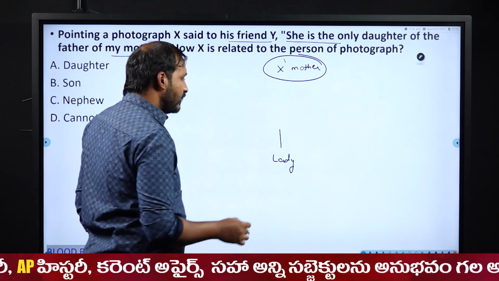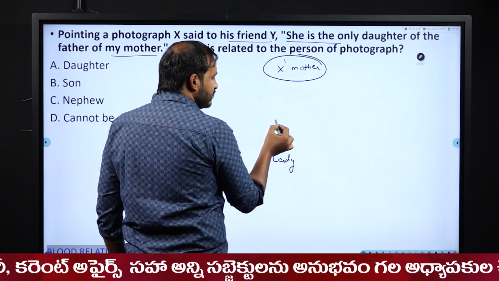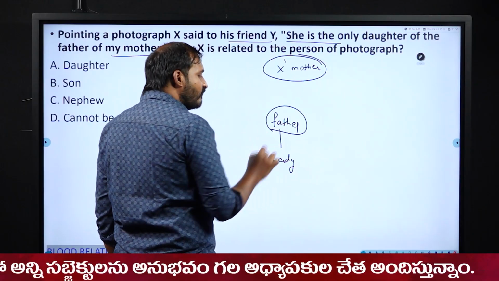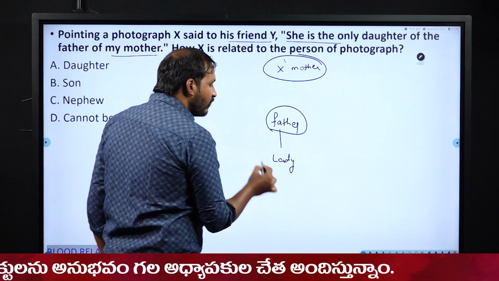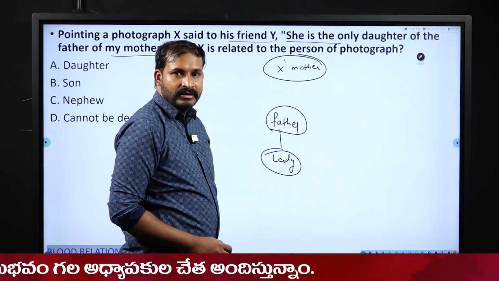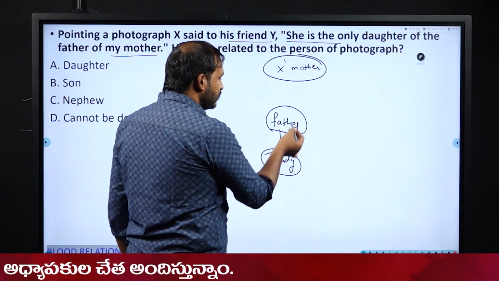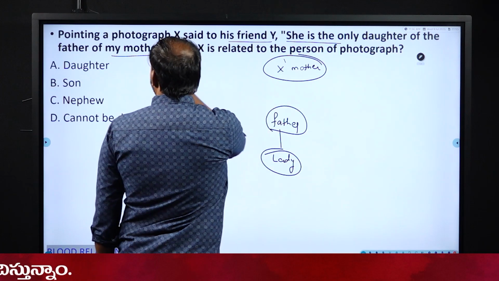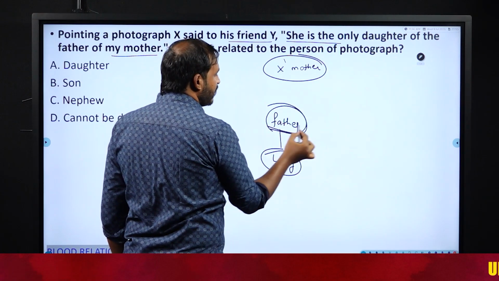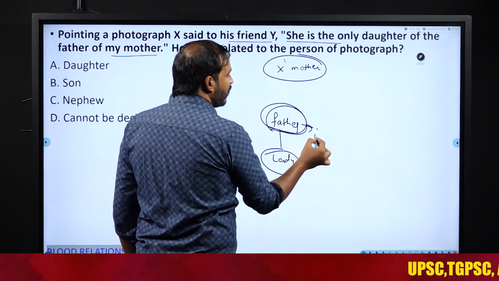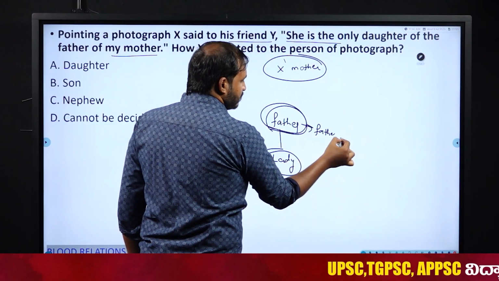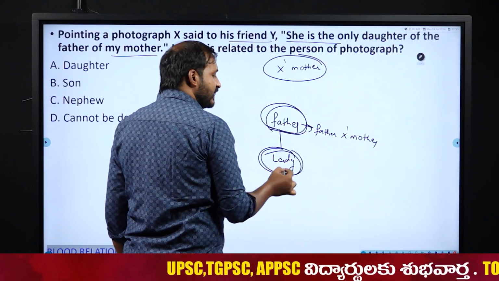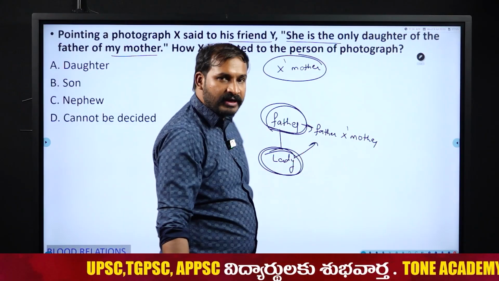Now see here that lady's father is who? Father of my mother. And he has only one daughter, that is that lady. And who is that? My mother. Father of my mother means this person is father to whom? X's mother. That means what about this lady? This lady will obviously become the mother to X.